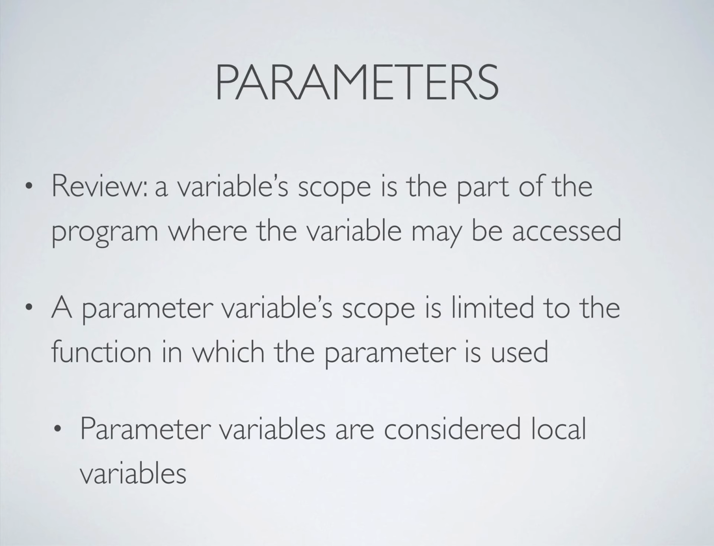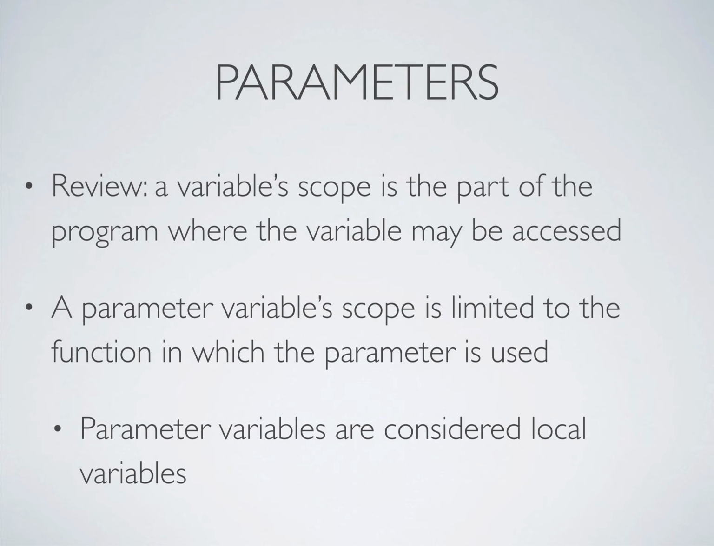Alright, so again, variable scope, this is hopefully a review from the last video. A variable scope is the part of a program where the variable may be accessed. It's the part of the program where the variable lives. Outside of that part of the program, the variable doesn't exist.